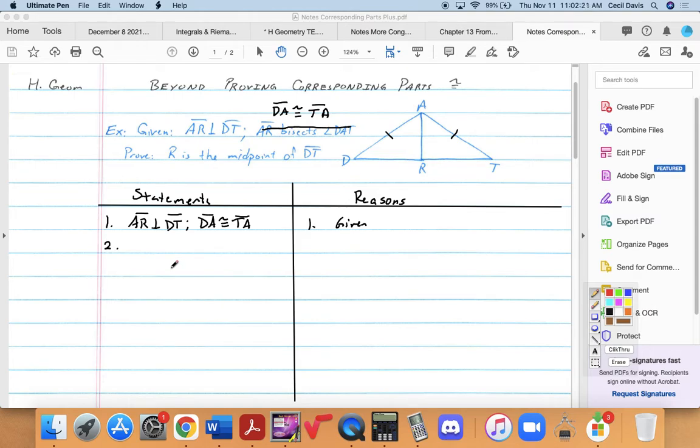All right. So we're given that AR is perpendicular to DT. So what does that tell us? DRA and TRA are right angles.